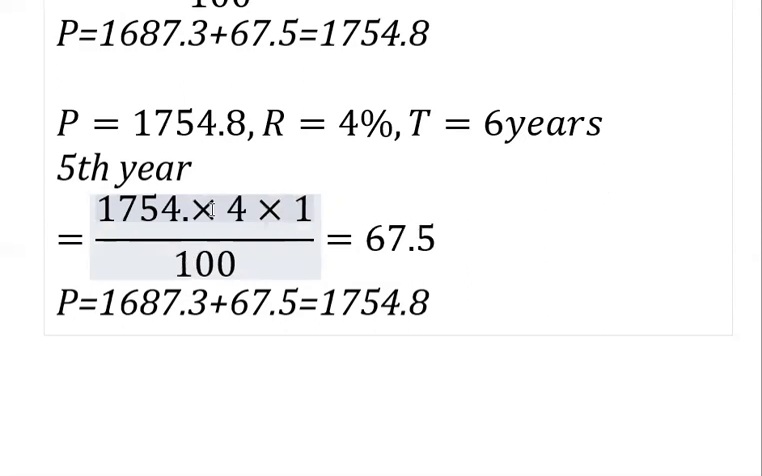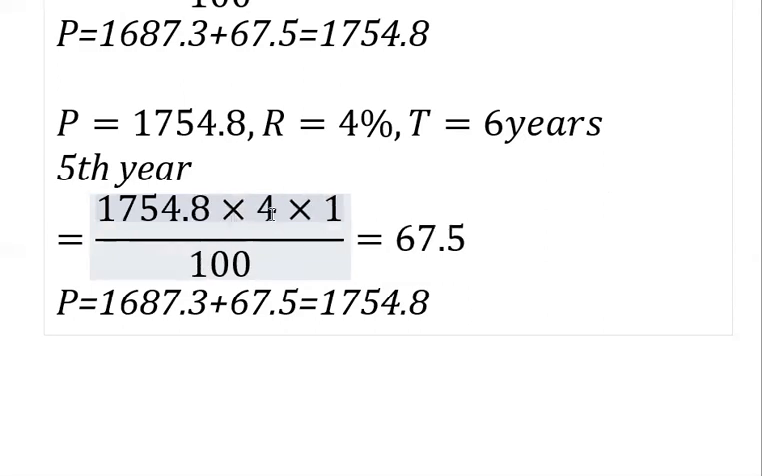Awesome. Your rate and time will still remain because you are calculating it on a yearly basis. Don't forget. So if you bring out your calculator for the 5th year, 1754.8 times 4 times 1 divided by 100 will give you 70.2.